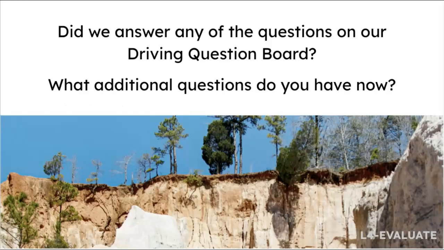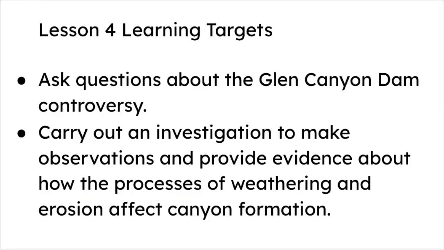To support student sense-making across the unit, orient them back to the driving question board. Ask, what questions did we answer about how the canyon formed? And what new questions do we have? By the end of this lesson, students will have asked questions about the Glen Canyon Dam controversy, and carried out an investigation to make observations and provide evidence about how the processes of weathering and erosion affect canyon formation. In Lesson 5, students figure out how building dams impacts the canyon environment and the habitats of living things in the area.